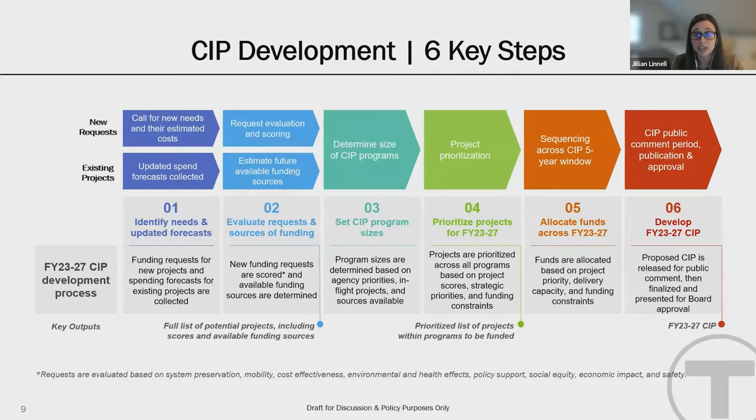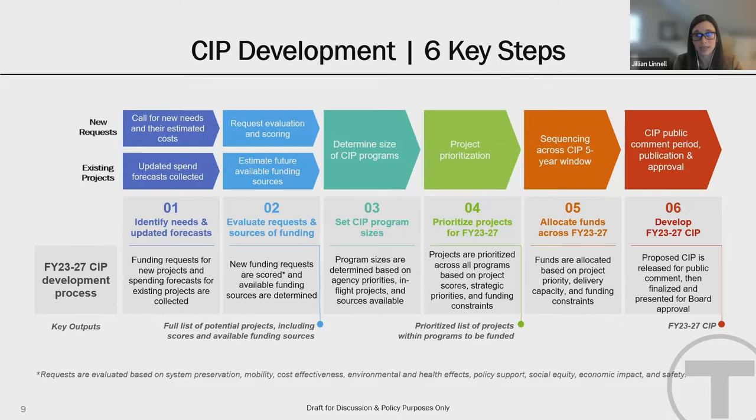Each year, the MBTA undertakes a robust process that strives to build a capital plan that reflects a balanced portfolio of investments. The key steps in developing this plan are outlined here. The process begins with the collection of updated cash flows for existing projects, which inform our understanding of available sources and our estimated funding level across the five-year window. We conduct a call for projects where sponsors from MBTA departments submit requests for funds. These requests include new capital projects or additional funds for existing projects or additional phases. All requests are scored by small cross-functional evaluation teams using 8 criteria that include system preservation, mobility, cost effectiveness, environmental and health effects, policy support, social equity, economic impact, and safety.